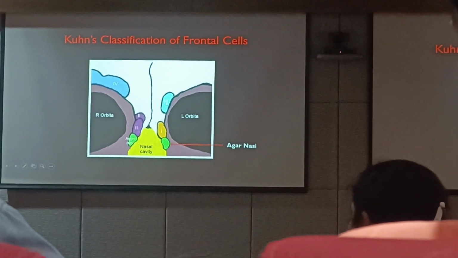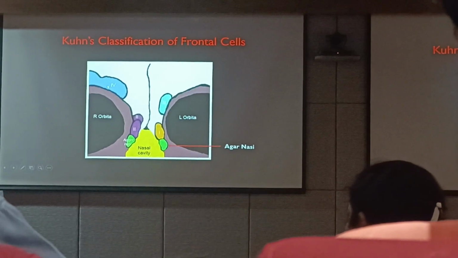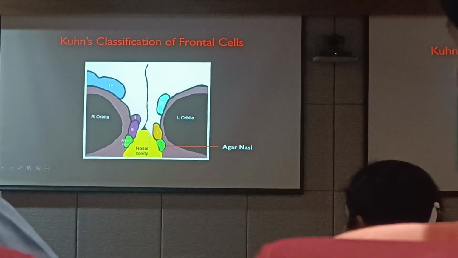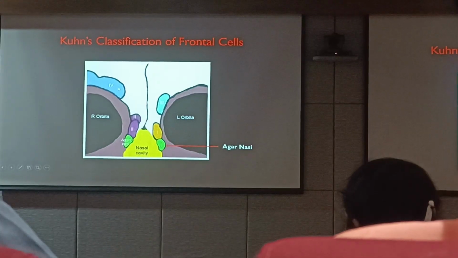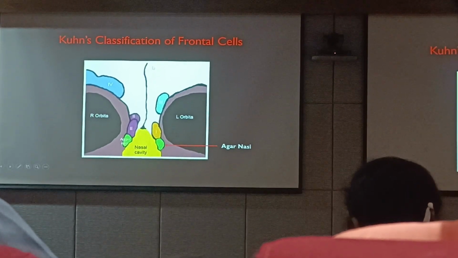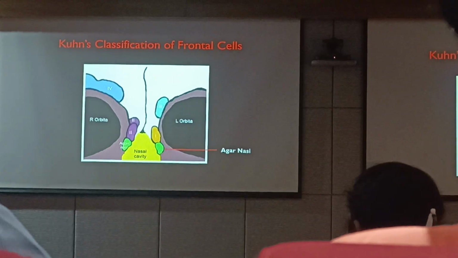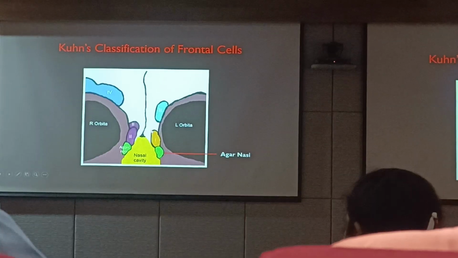You don't want to leave this cell there. And if you have a cell which is isolated and this harbors disease, then you have to think of different ways you can go, because you cannot go for it endoscopically only. So then you have to think of different procedures like Draf type 3 or external procedures like external frontal trephines and so on. Is this clear to everyone? So this was the reason the classification was made.